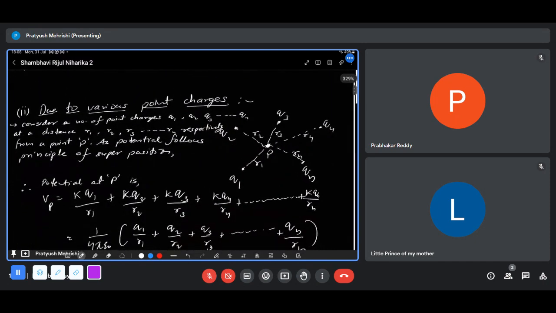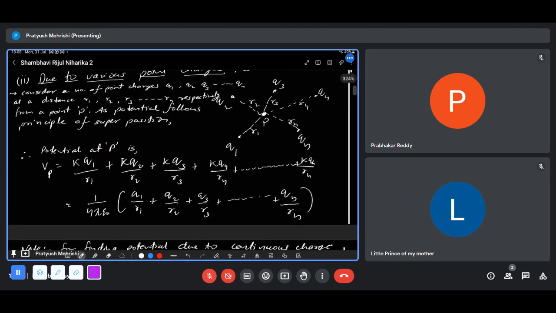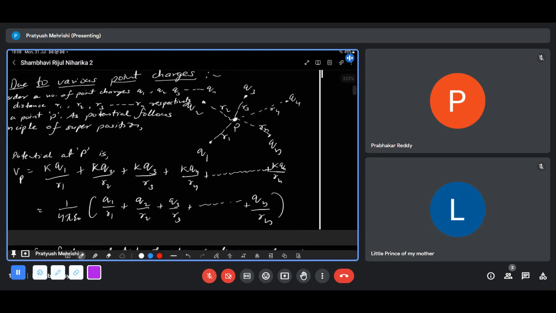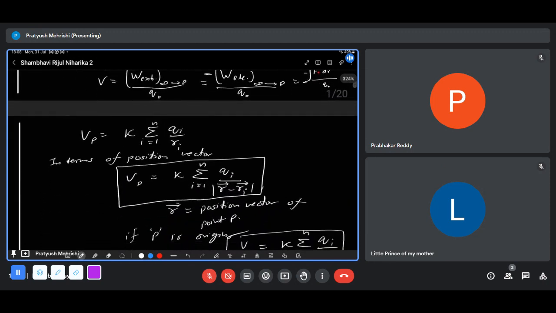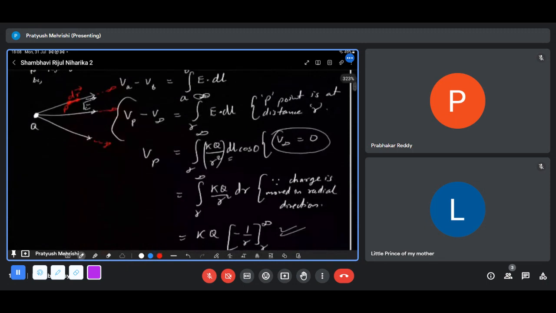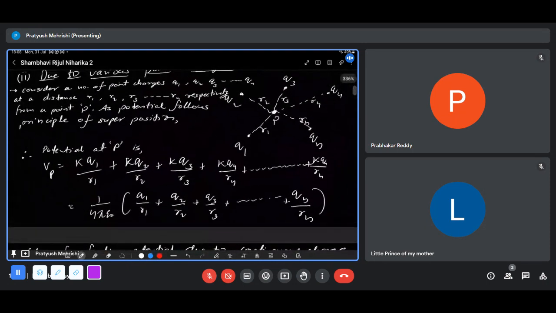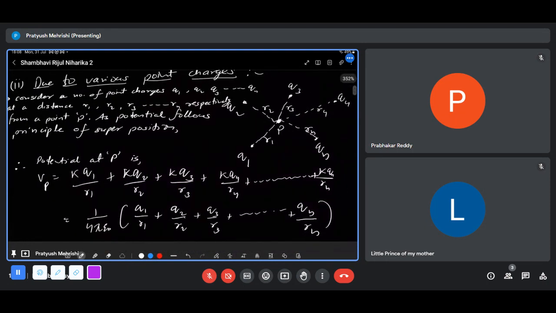Now, potential due to various point charges will be directly added up. Why? Because it is a scalar quantity. So potential due to charge 1, due to 2, due to 3, 4, 5, 6, all of these potentials will be directly added up to give us the final potential. That is nothing but the principle of superposition. Take it down, write it: potential due to various point charges.